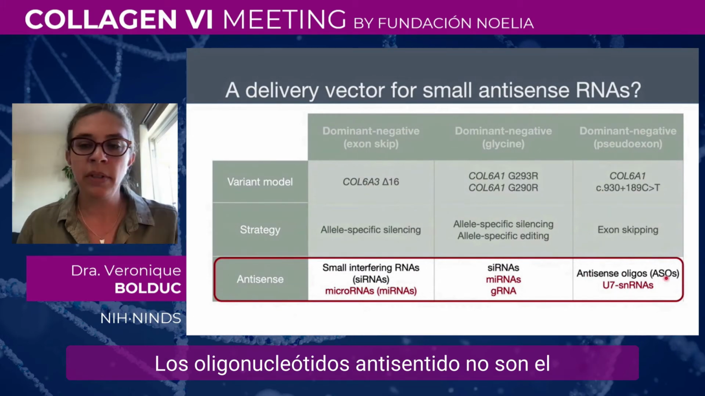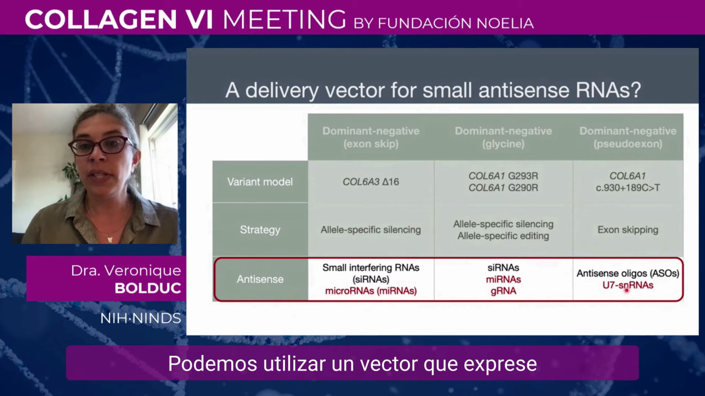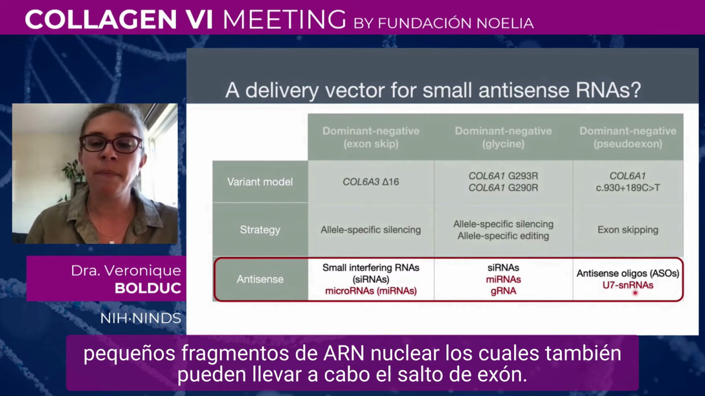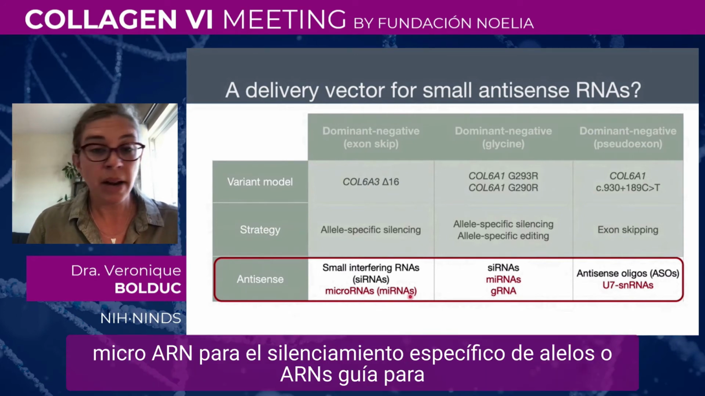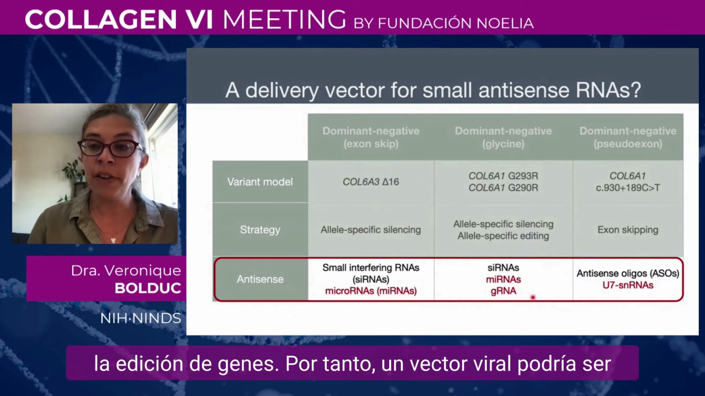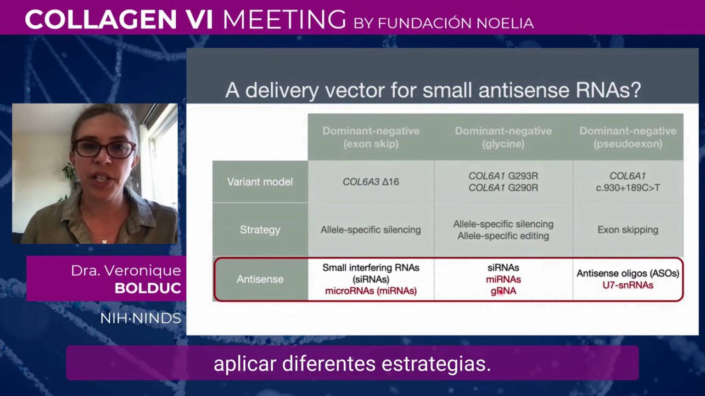So antisense oligonucleotides are not the only modality to perform exon skipping. We can use a vector that expresses small nuclear RNA that can also perform exon skipping. But not only that, this vector can also express microRNAs for allele-specific silencing or guide RNA for gene editing, such that a viral vector could be applied to a whole host of antisense RNA for different strategies.